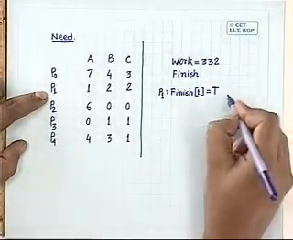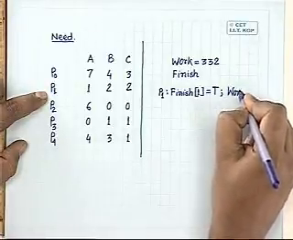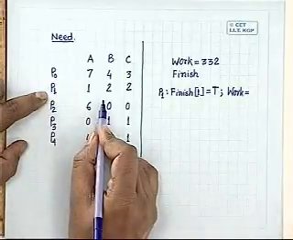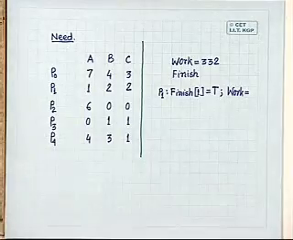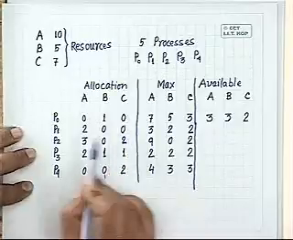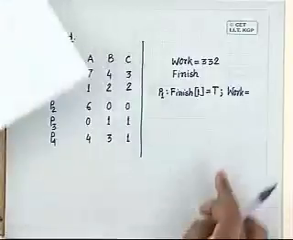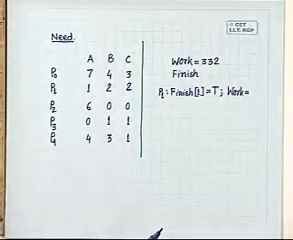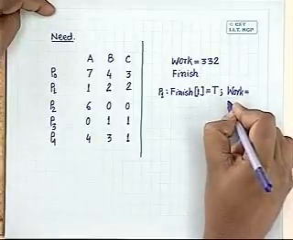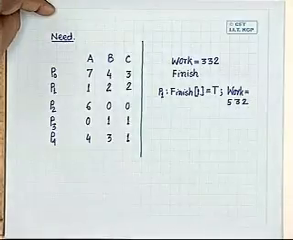Okay. And we also make work equal to work plus allocation I. Okay. Now what is allocation I? Allocation I is 200. So our assumption is these resources will be released when P1 is complete. So simply work will be incremented by 200. Okay. That means after this your work vector will be 5, 3, 2.